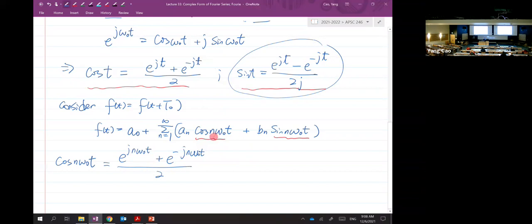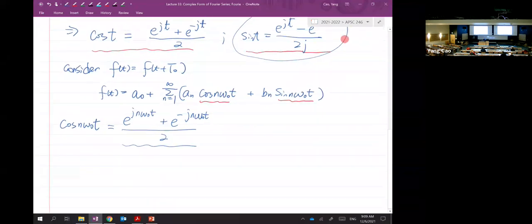And replace these two with the exponential or complex numbers. So if I do that, then what does this f of t become? So f of t, draw an arrow here, so you replace, or in other words, you're replacing this with this.